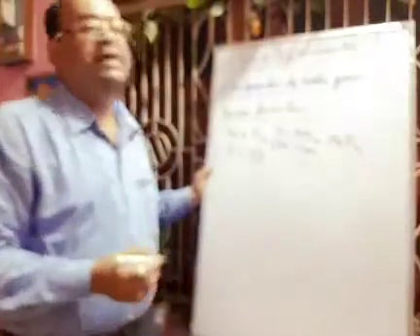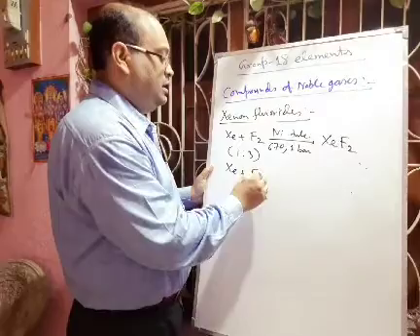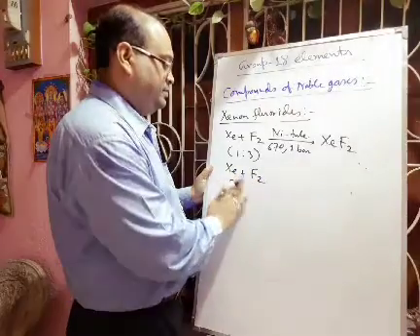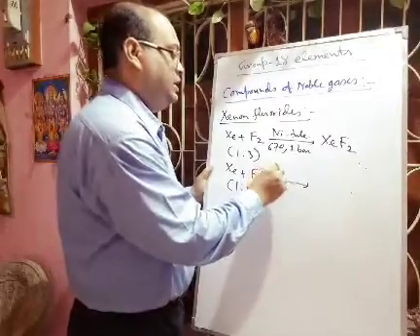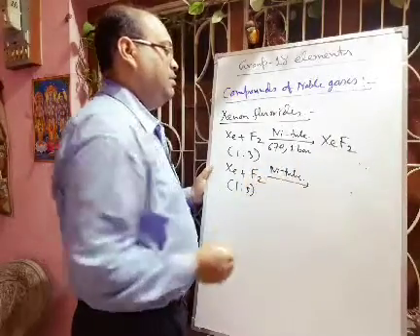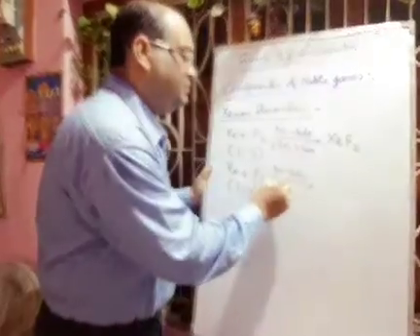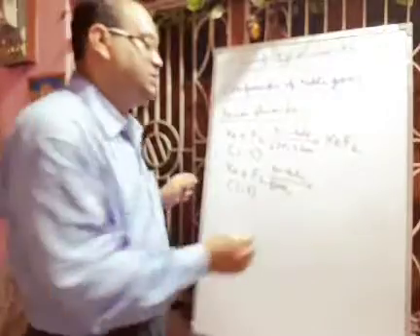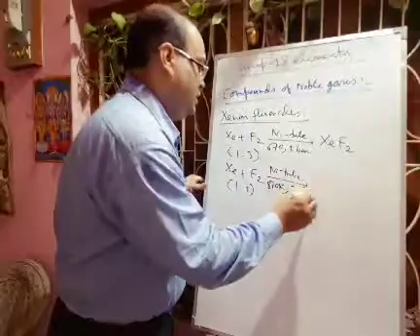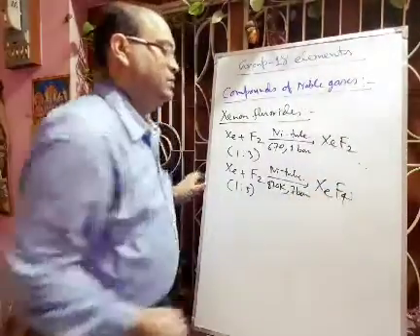And if you want to prepare XeF4, then you have to take xenon and fluorine in the ratio 1:5. Here also you have to use the hot nickel tube, and the temperature you have to apply is around 870 Kelvin, and the pressure required is higher compared to this one, around 7 bar, and here you will get XeF4.